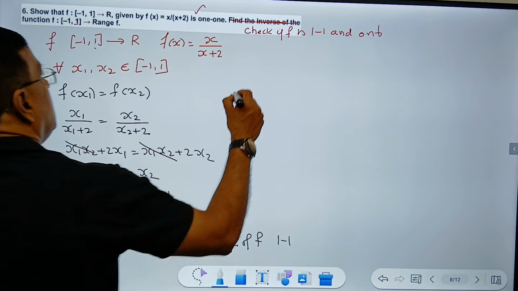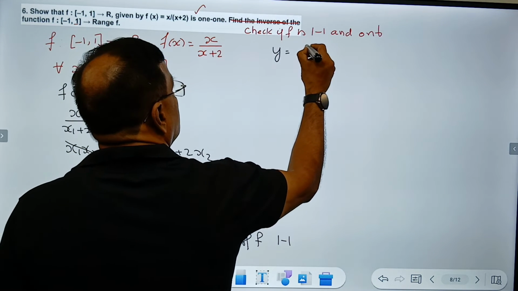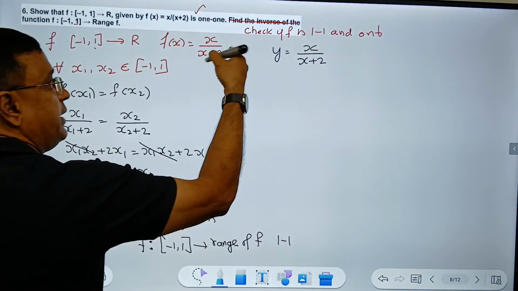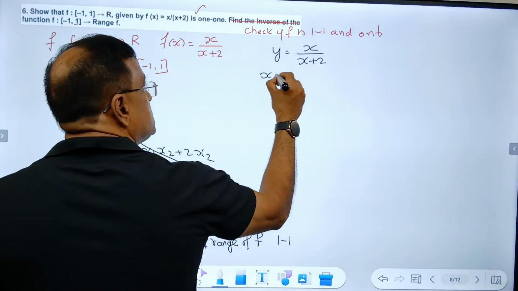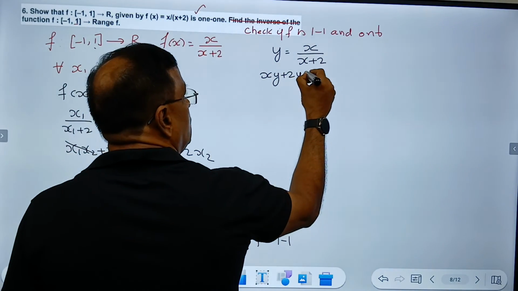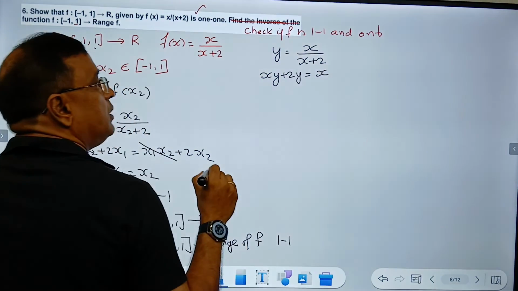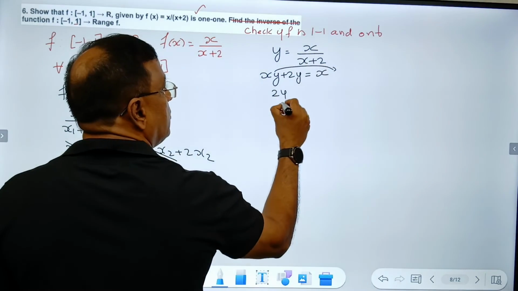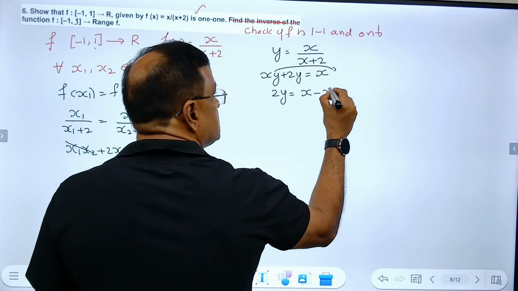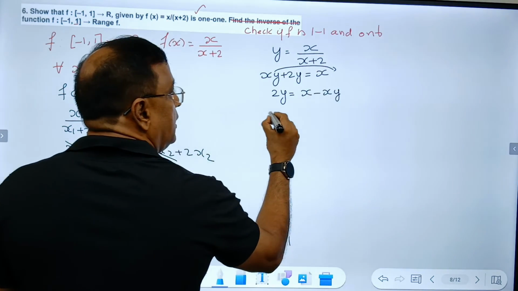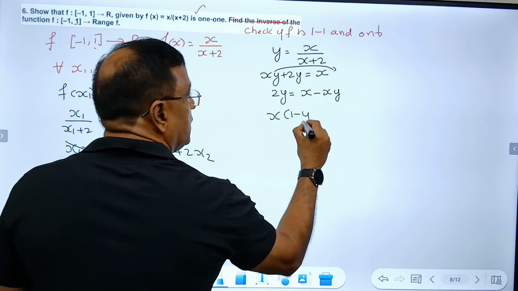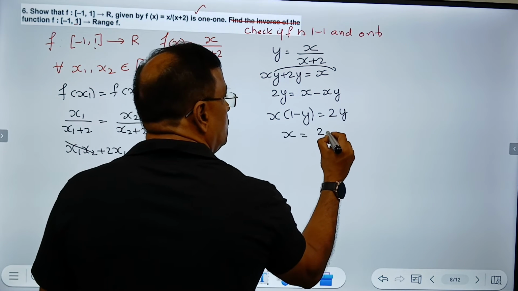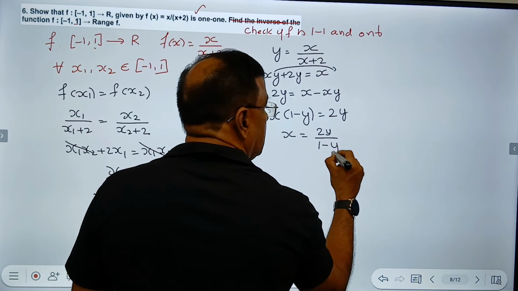Now, you have y equal to x by x plus 2. For finding onto, you find x in terms of y. So xy plus 2y equal to x, I cross multiply. Now from this, you take this xy that side. So you get 2y equal to x minus xy. Now what is common? X is common. You get x times 1 minus y. So x is equal to 2y by 1 minus y.